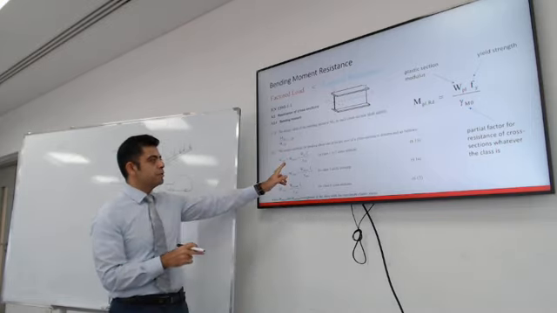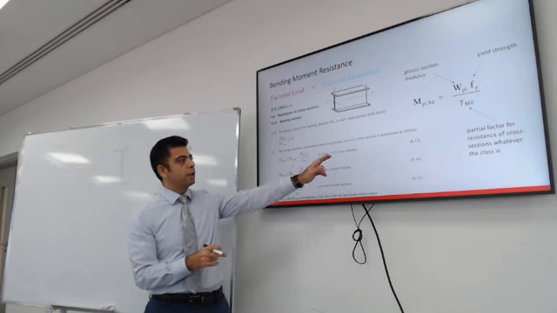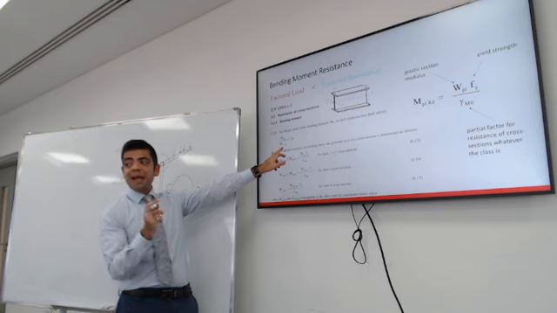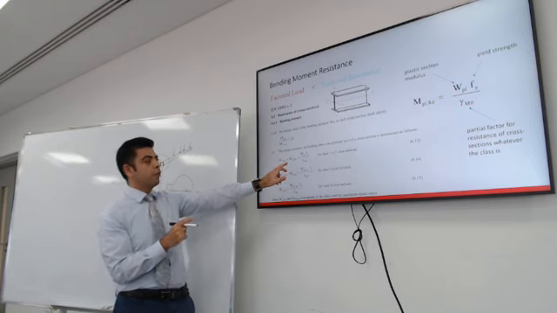So let's choose the code equation for class 1 and class 2. It says the section capacity in bending follows this equation.